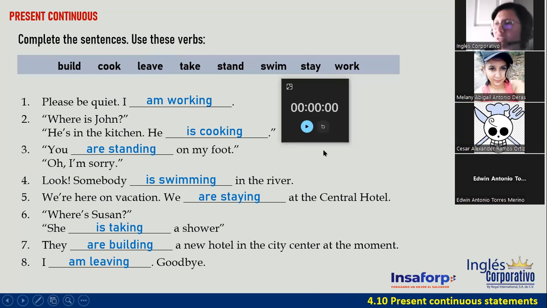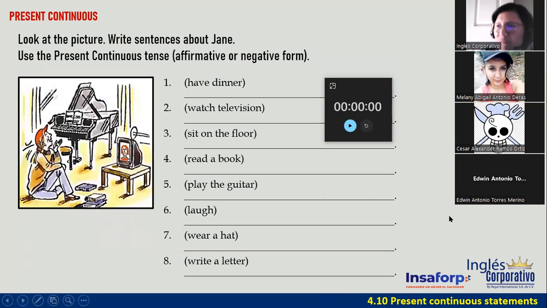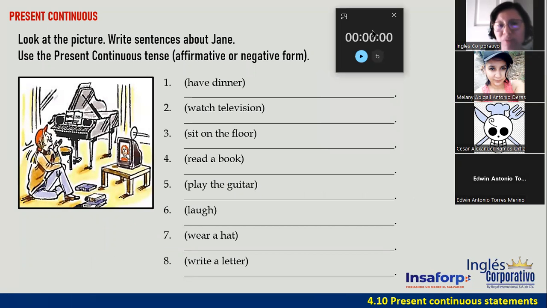Excellent. Okay. Now, questions, preguntas, chicos? Questions? No. Vaya, pues sigamos. Now, this is another exercise. What are we going to do? It says, look at the picture, write sentences about Jane, and use the present continuous tense, okay? Now, vamos a hacerla juntos. Lo que vamos a hacer es que vamos a ver toda la imagen, ¿verdad?